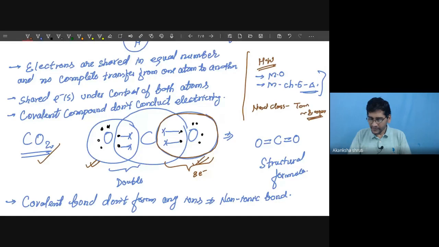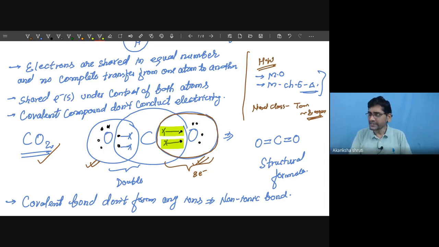Also, how many pairs are shared? Each pair forms one bond. So if you consider the electrons of carbon with the electrons of oxygen, it forms one bond, meaning one link. Similarly, the other link with the same oxygen is the other bond. So it is basically a double bond, though covalent but doubly linked, so it is called the double bond.